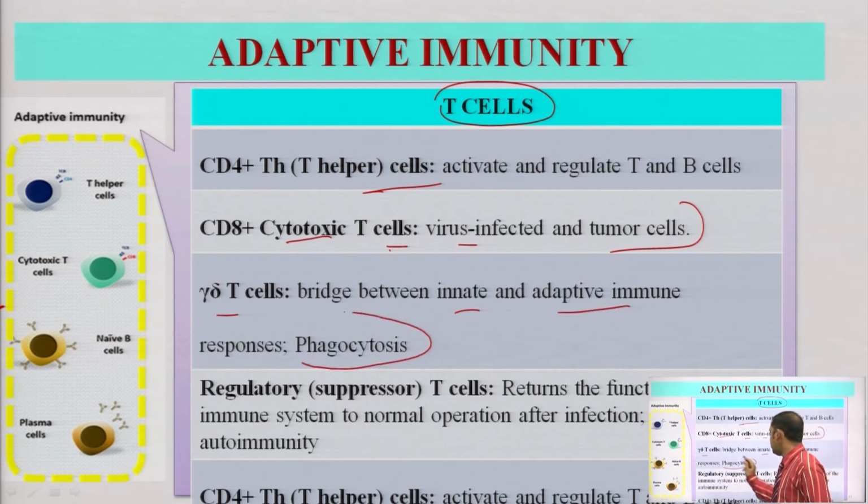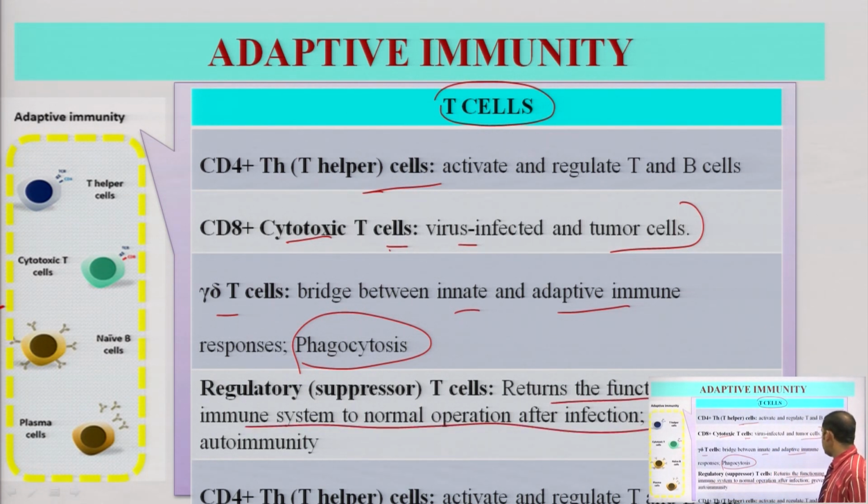For example, like phagocytosis. And regulatory suppressor T cells return the functioning of the immune system to the normal operation after infection, and they also prevent autoimmunity. Okay. And CD4 or T helper cells actually help the antigen presenting cell.